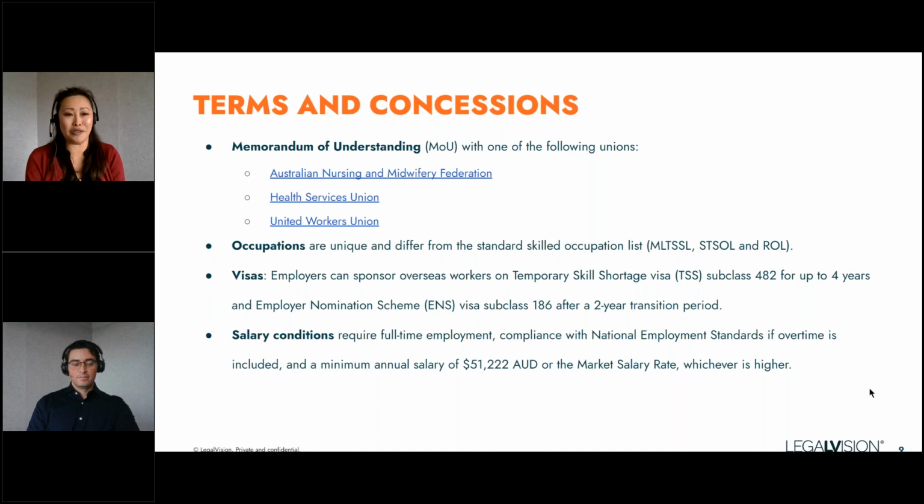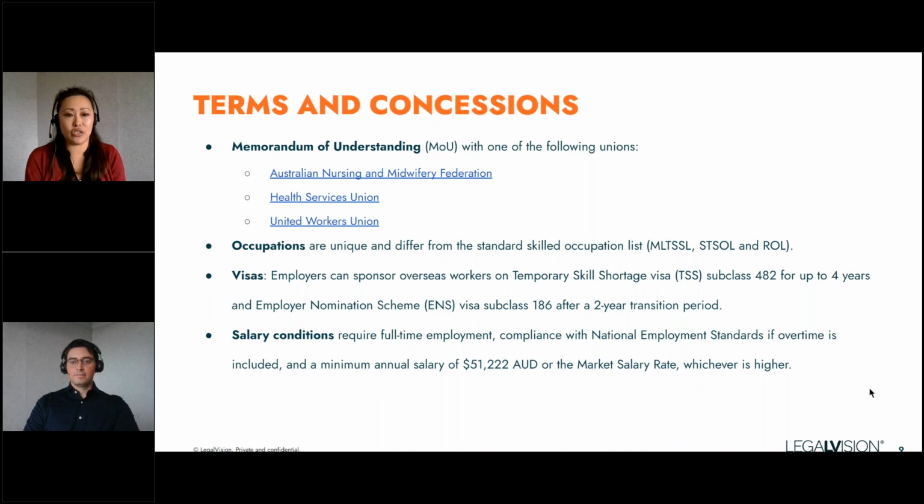My colleague Kaku Caro will go through in a lot more detail around the process of entering into a memorandum of understanding. But the first key consideration and a mandatory step is for the aged care provider to negotiate and enter into a memorandum of understanding with the relevant union. Excuse me, sorry about that.